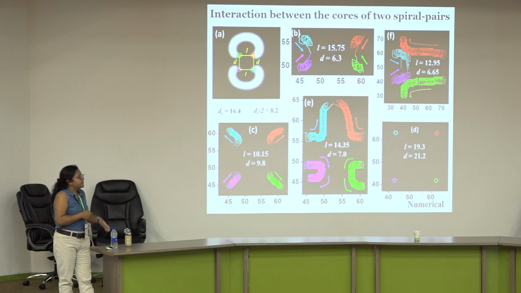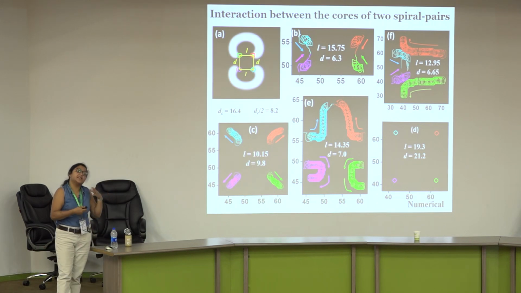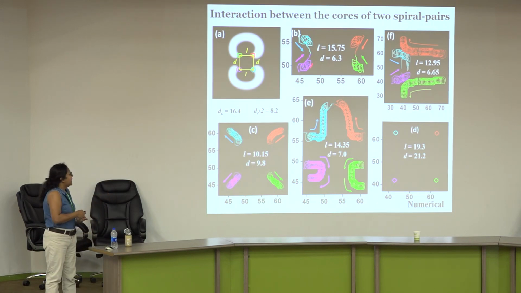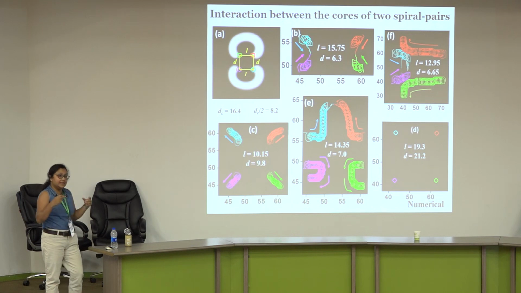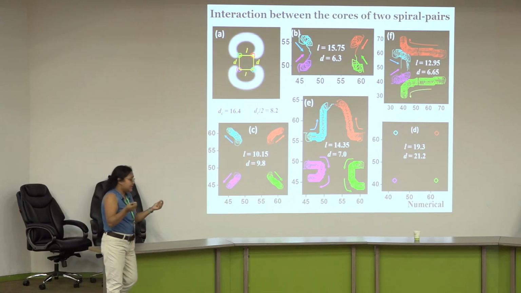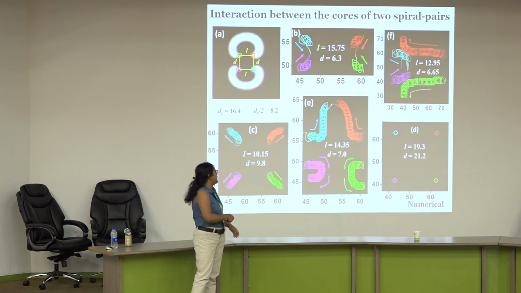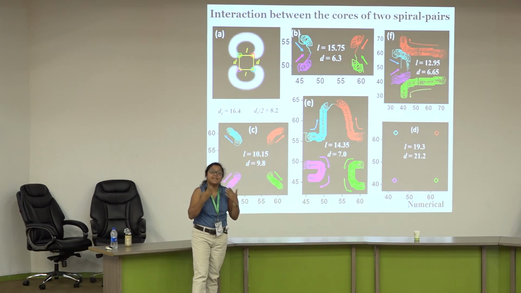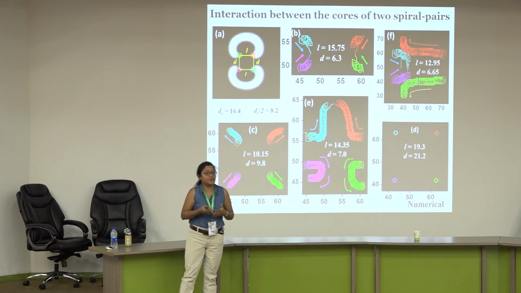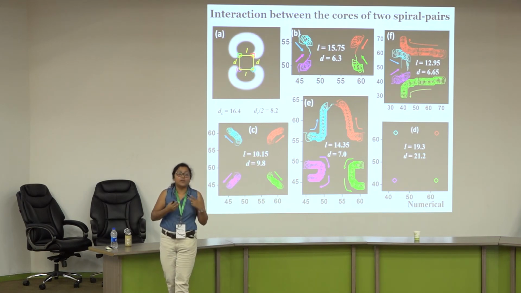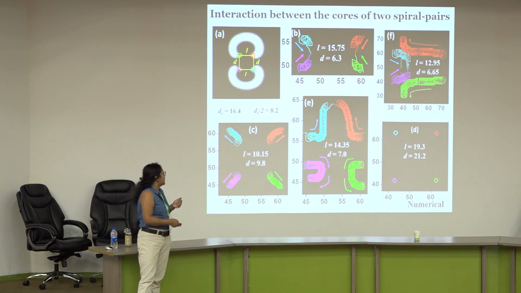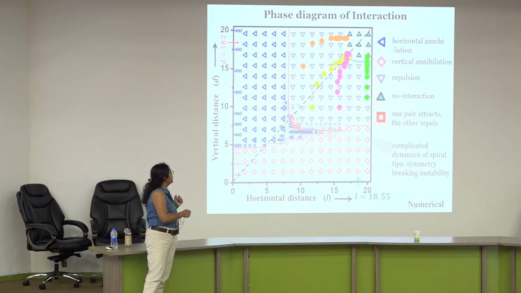Then we moved to a network, in this case 2 pairs of spirals, and we saw that depending on the horizontal and vertical distances d and l, they could either attract and annihilate, they could repel, they could stay where they are if they are very far apart, or they could show spontaneous symmetry breaking. This was something very interesting and not seen before. It brought in a lot of interest, and this phase diagram shows us this interesting area.